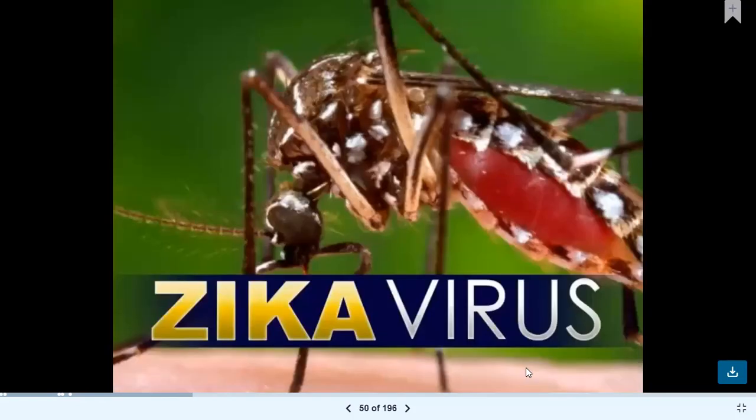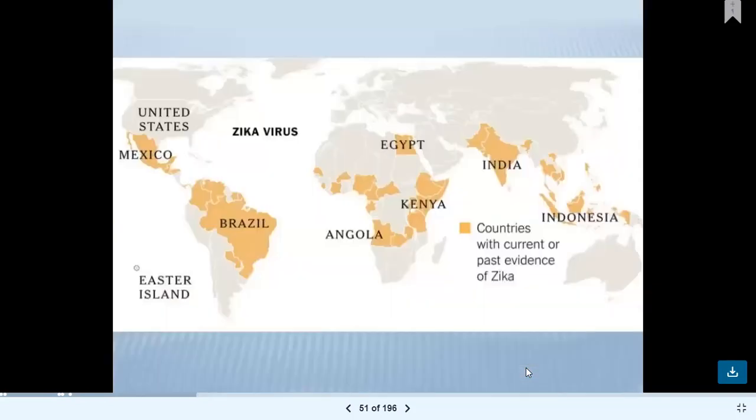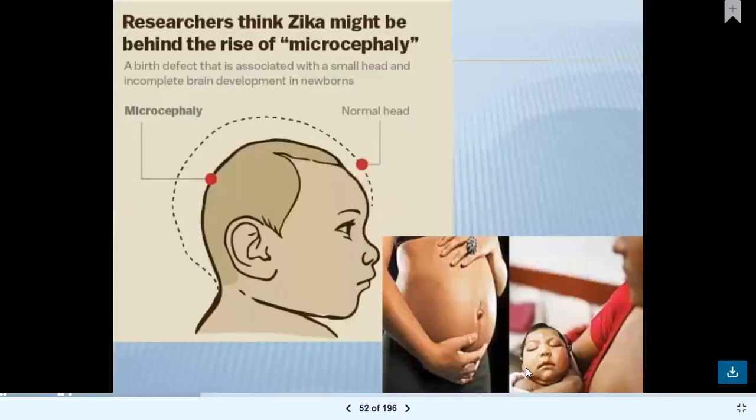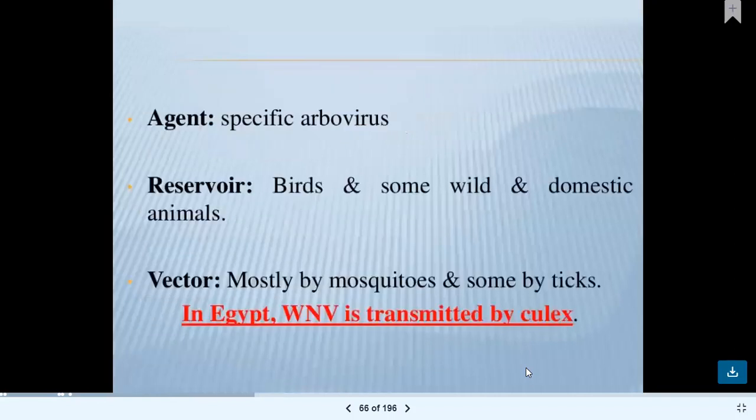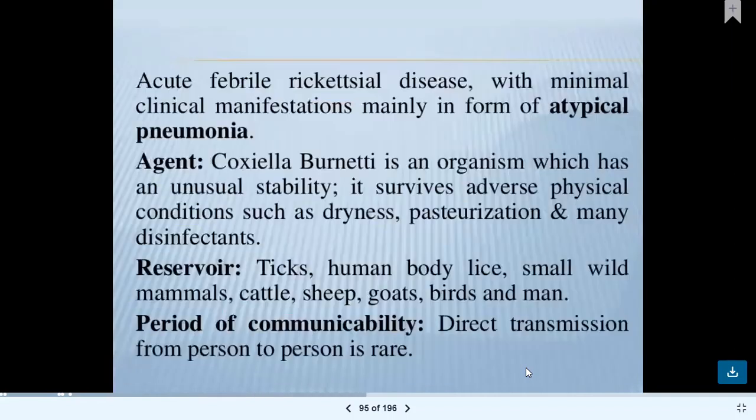Okay, that's all for dengue as per your syllabus. There are some other diseases as well which are caused by Zika virus, but we will be carrying on with malaria fever. Let me get to that slide.